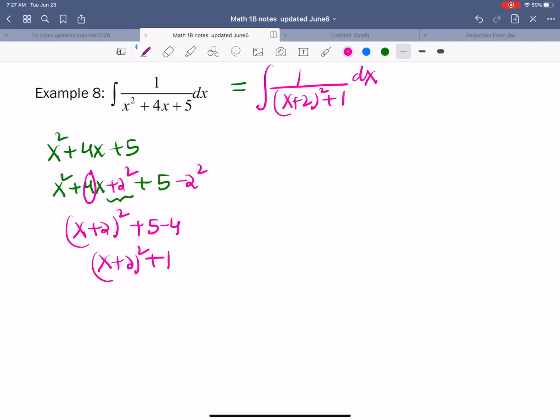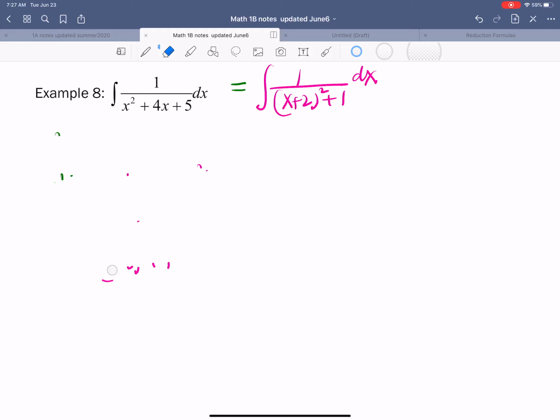I haven't done any trig substitution. All I did is I just completed my square. Now, in the previous problems, we have seen, I'm going to make up space for myself.